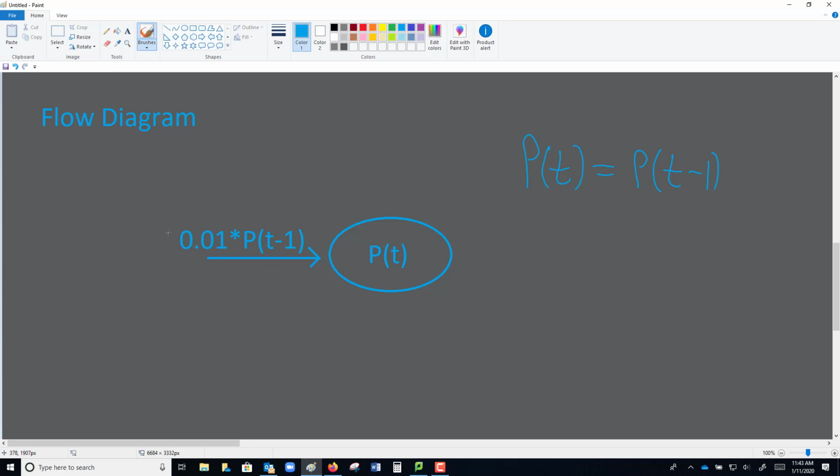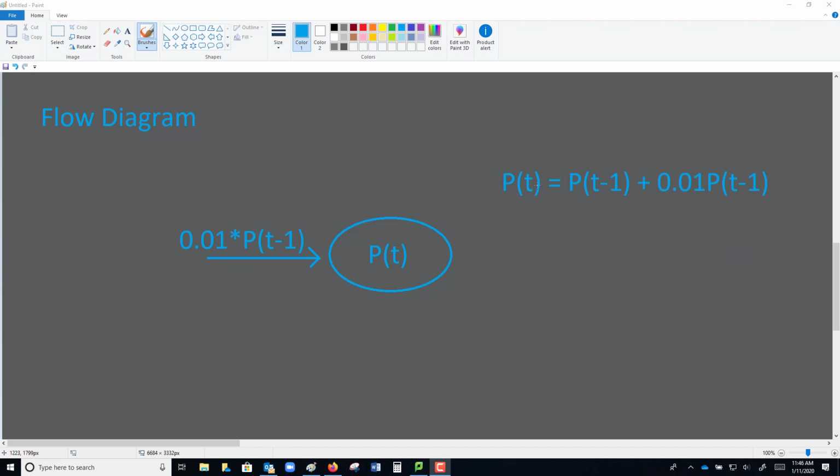And that change is exactly what we found here. The arrow coming into it. Arrows coming in mean plus. So we add 0.01 p of t minus 1. So when we started with some population, p of t minus 1, we're going to add a 1% growth to that. So 0.01 p of t minus 1. And there's the cleaned up version of that equation.